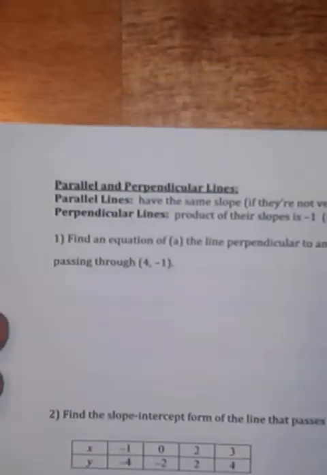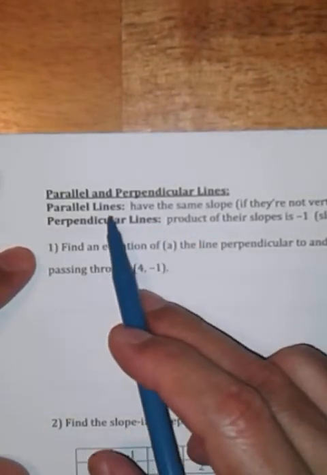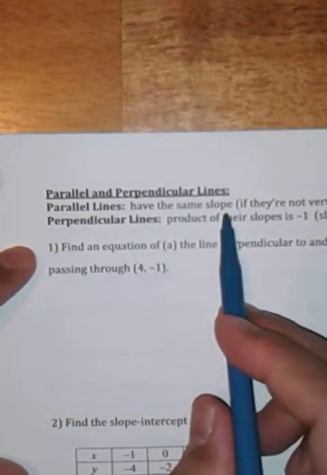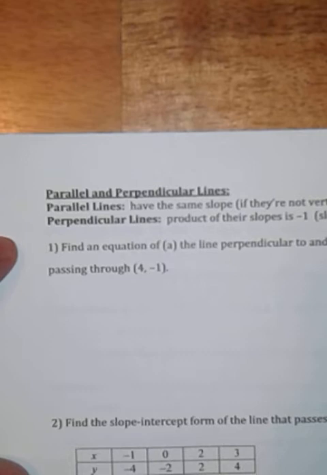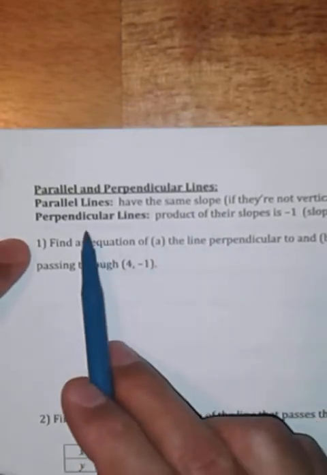Let's go on to the next page, parallel and perpendicular lines. So how do we identify parallel lines? Well, they have the same slope. Notice when we see them on a graph, they look like they're parallel, but when we look at their slope, they have to be the same.